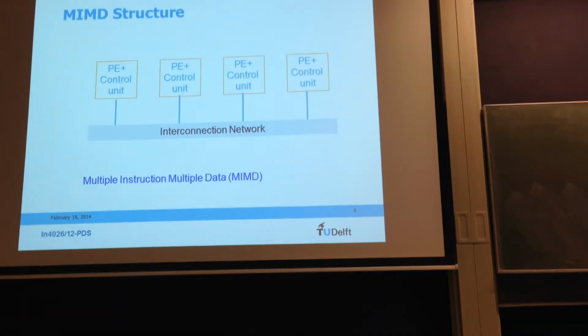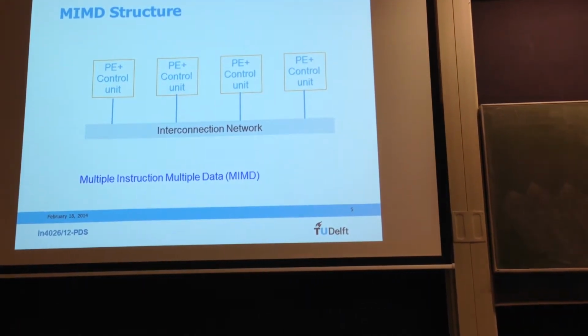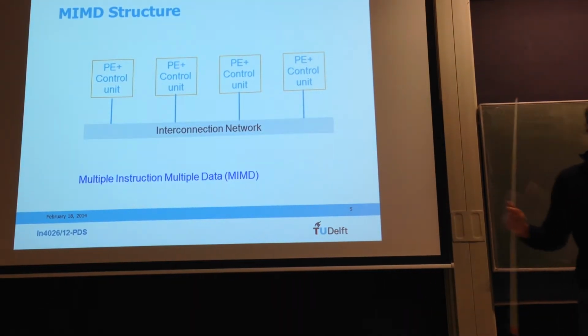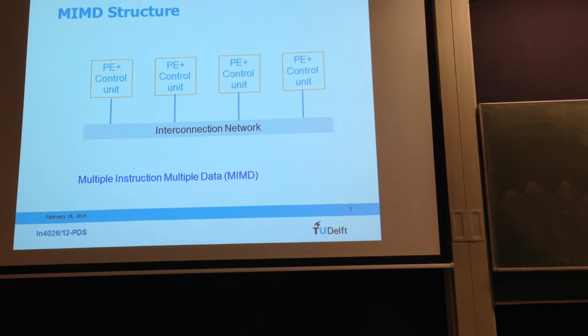There are many variants in this. This is a very generic structure, but nothing is being said about how the memory is structured in this picture. And that makes up the major difference in all machine classes.